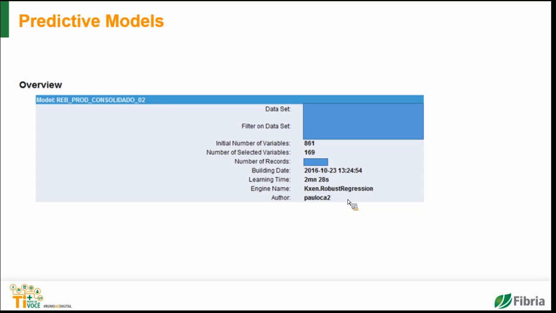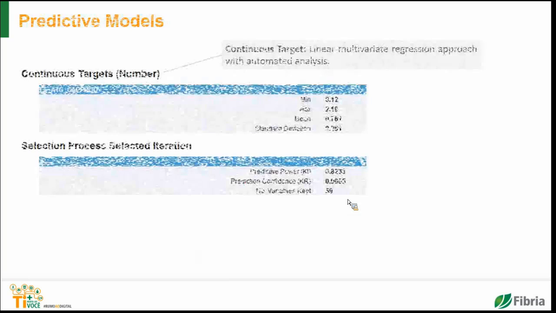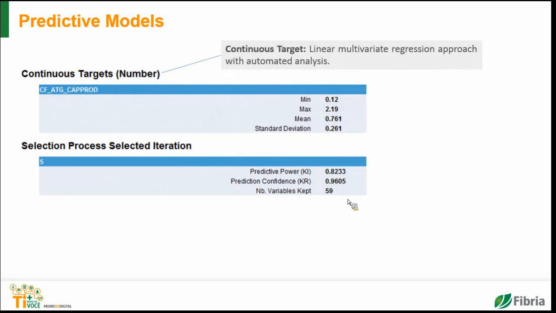And with the Predictive Analytics and the HANA, you can see that we can train and create a model in just 2 minutes. It's fast. Even considering the high number of variables, SAP Business Object Predictive Analytics working together with a database can deliver very fast model results, making it possible to generate different lines of models in a meeting with the business experts. So it's more than what I said before.